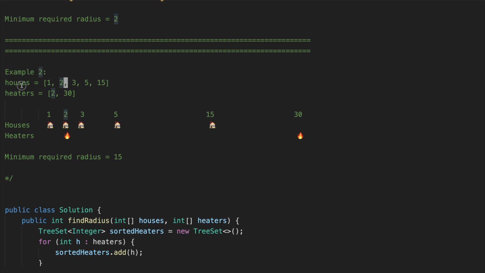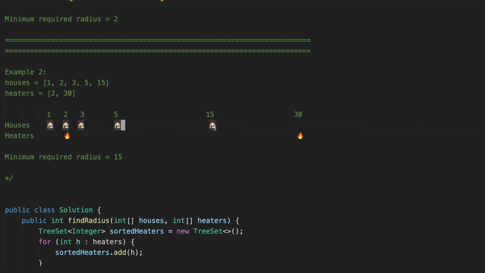In the second example, we have houses located at 1, 2, 3, 5 and 15, and we have only 2 heaters, located at position 2 and position 30. House 1 will be heated by the heater at position 2, and the same for 3, because that is the closest one. For each house, our goal should be to find the closest heater. So all these houses up to 5 will be heated by the heater at position 2.